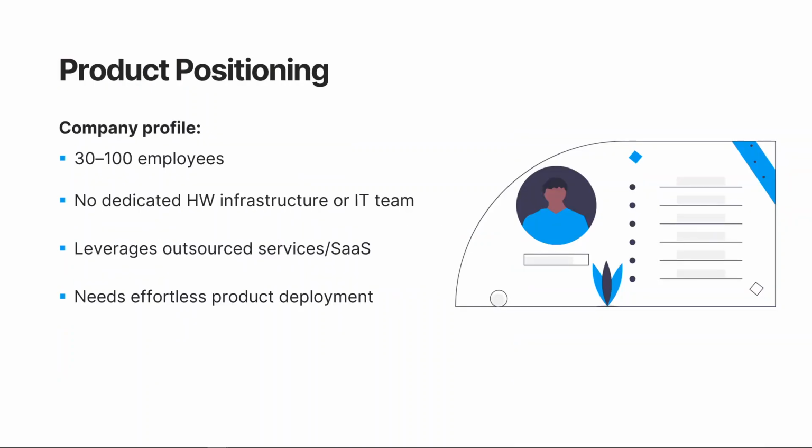This is the ideal company profile for Safetica NXT. Ideal number of employees is from 30 to 100, but it can be a higher or lower number of employees. It is ideal for companies with no dedicated hardware infrastructure or IT team because the product deployment is fast and effortless.